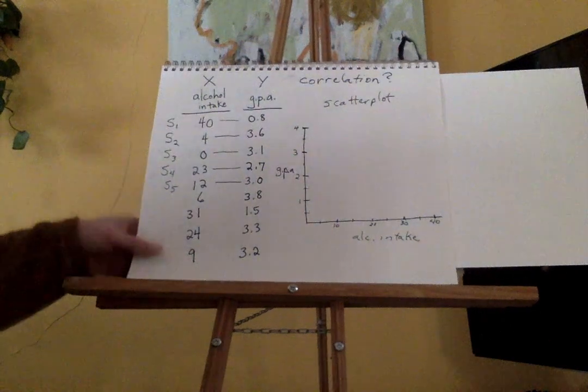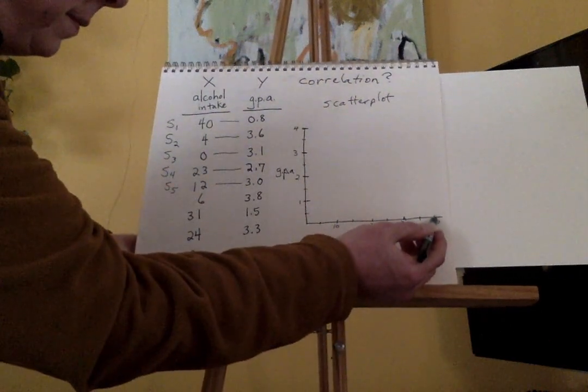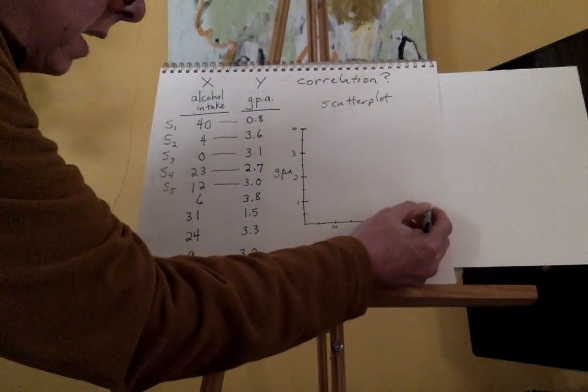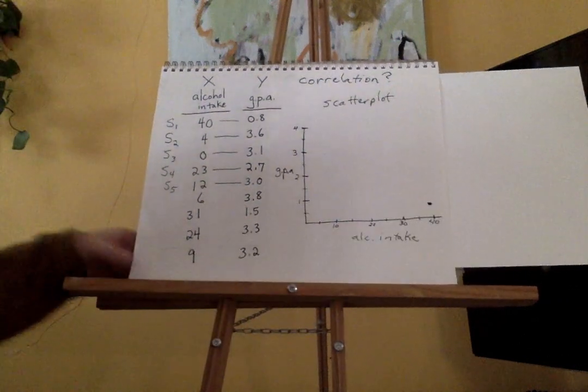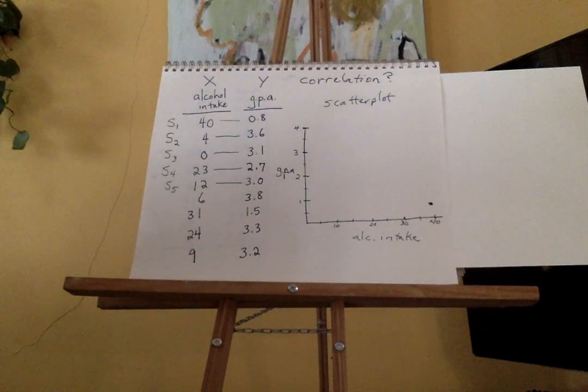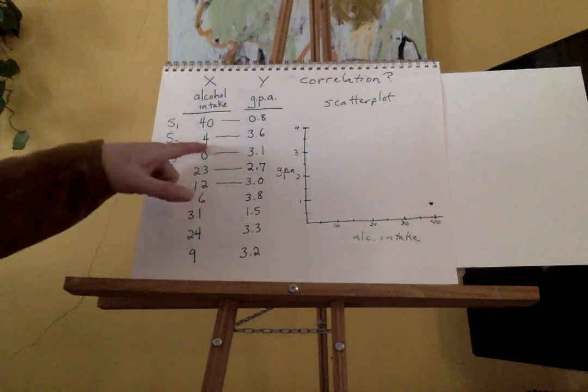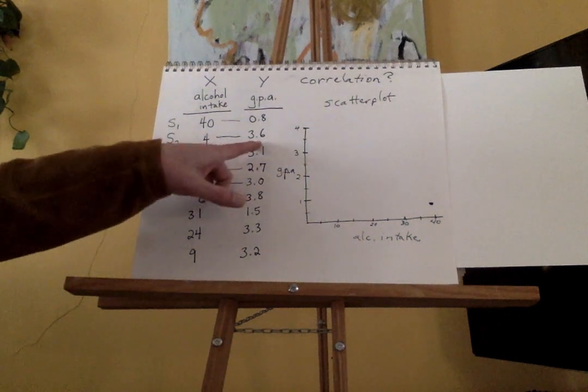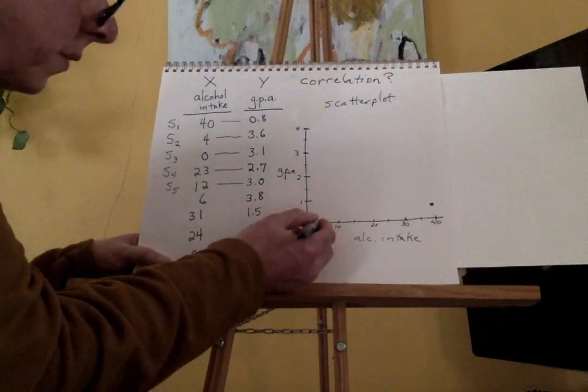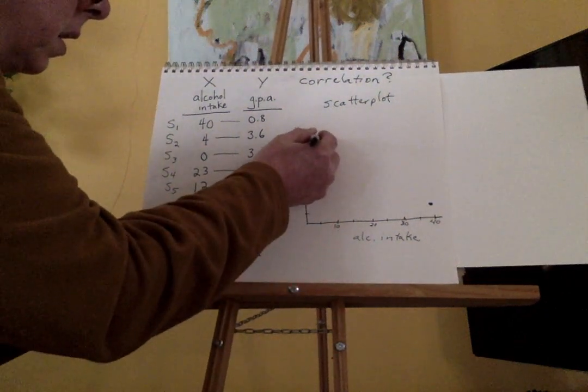Student number 1, 40 ounces of alcohol, and they have a GPA of 0.8. So that point represents that student. Now this student, 4 ounces of alcohol per week, 3.6. So here's 4 ounces of alcohol, and here's 3.6.